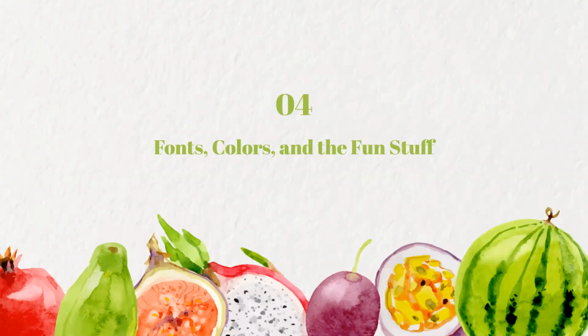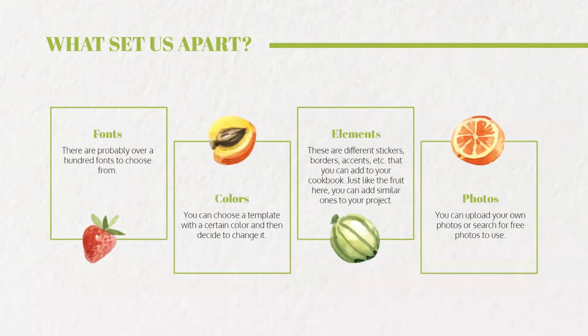Next I'm going to talk about the different things that we can do to change our templates once we have decided what we want it to look like. So the fonts, there are probably over 100 different types of fonts that you can choose from. So bold, all capitals, script, funky, you can make it however you want. Colors are really fun to choose from. There are different templates already preset with colors, but you can still choose that template and say, I don't want this to be orange, I want this to be yellow, and you can change it. And we'll go over that.